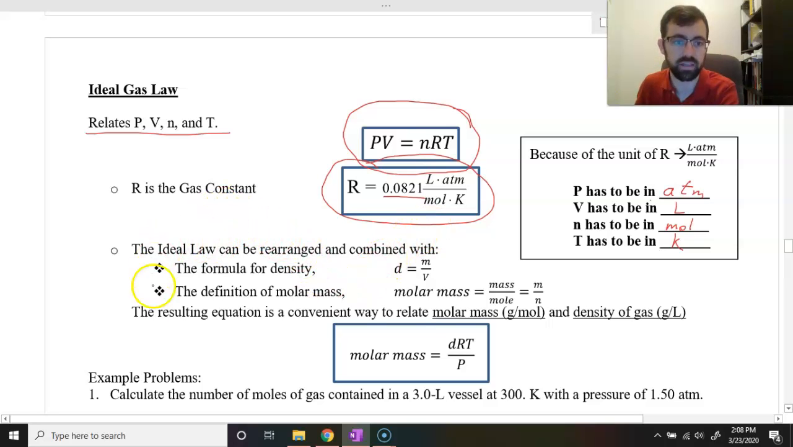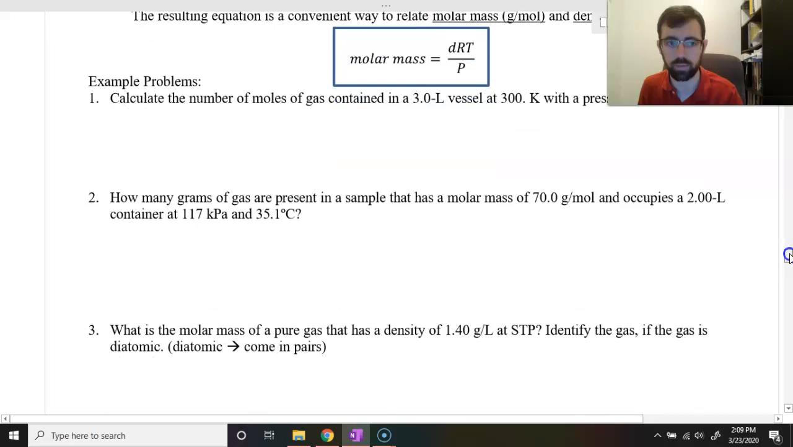Okay, we're going to come back to this part down here. Basically, it just says that if I'm looking for density, we can rearrange it and find density using this formula down below. I'm not quite ready to get into that yet. Let's go through an example problem that just talks about the ideal gas law. So just this first example problem we have down here.